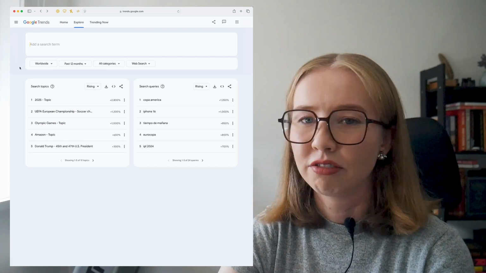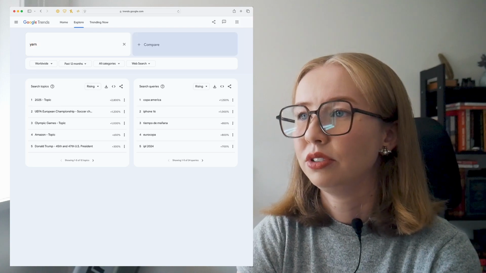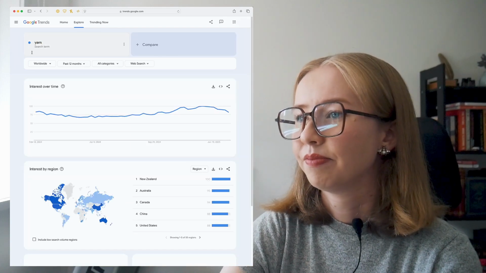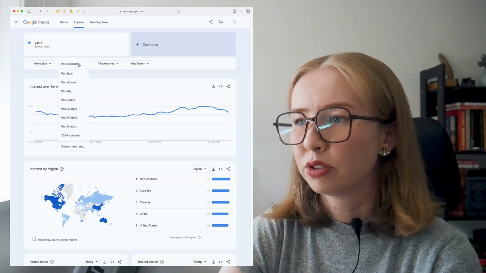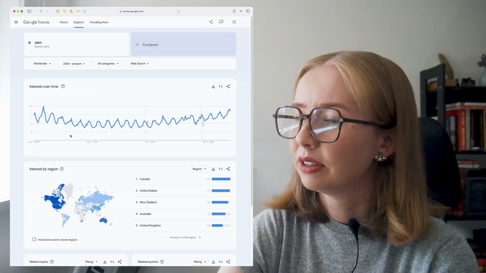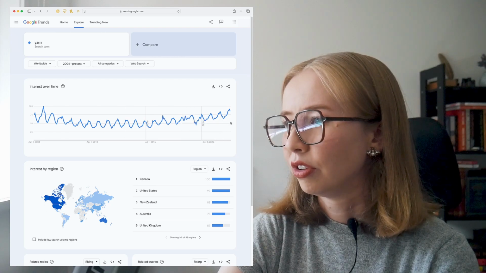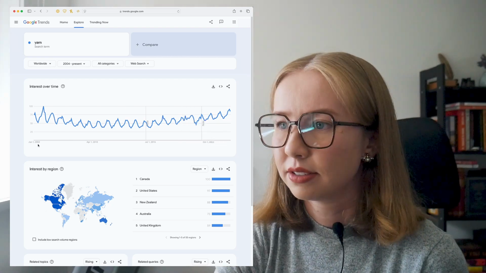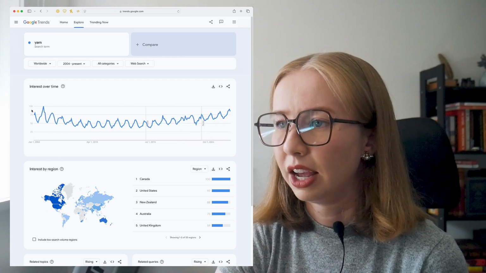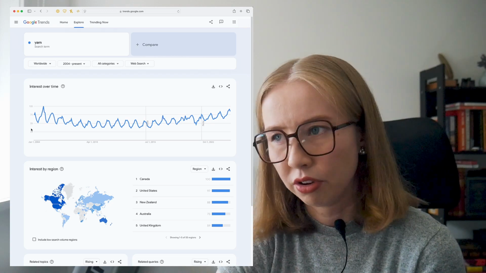So let's just pick a random word and chuck it in here. So for example, yarn. This is currently set to the past 12 months, but we're gonna switch it to be 2004 to present. This is the beginning to the left and it goes all the way through till today. The y-axis of this graph along the left-hand side is showing the relative interest in this term compared to all the other searches over time.